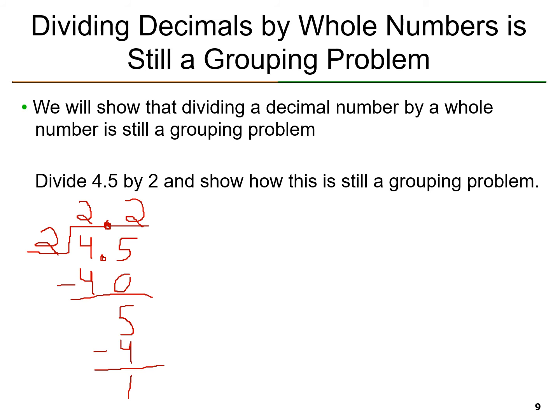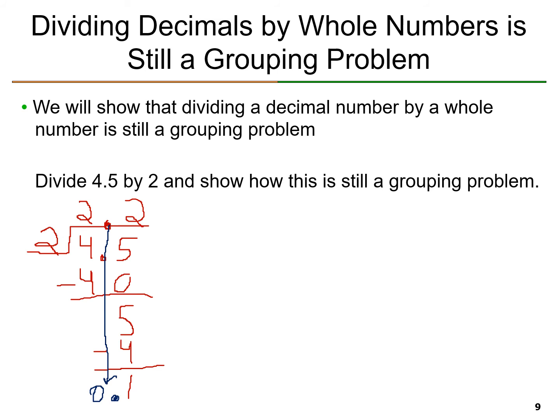Okay, so at this point, let's go ahead and bring the decimal point all the way down and put it right here so that we see that the remainder is 0.1. The remainder is 0.1. Okay, so the answer is 2.2 with a remainder of 0.1.